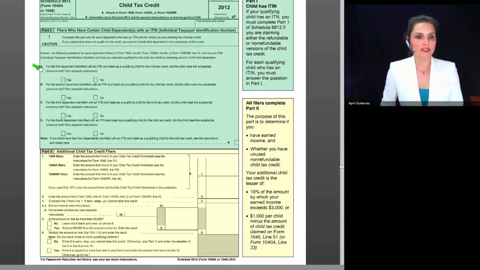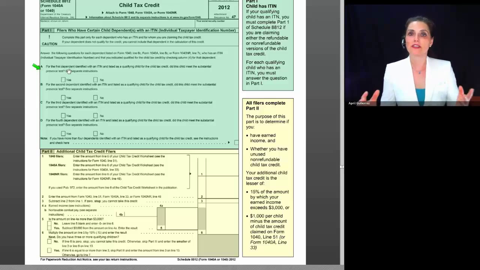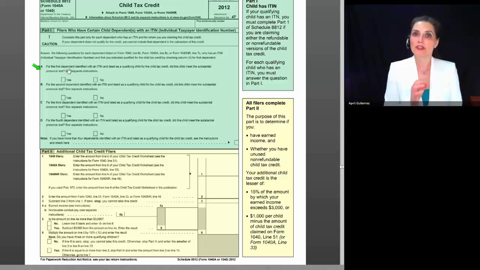And the question is, for the first dependent identified with an ITIN and listed as a qualifying child for the child tax credit, did this child meet the substantial presence test? Well, for the substantial presence test, you'd actually have to look at the rules for what makes you considered to be a resident alien under U.S. tax law. And under U.S. tax law, the broad definition of a resident alien is someone who has lived inside the United States for more than 183 days during the year. There are other criteria for establishing residency, but just loosely, in your head, was the child physically inside the United States for more than half the year? If they have an ITIN, it must be the case. And if they were, then you would answer yes. And if they were not, you would answer no.